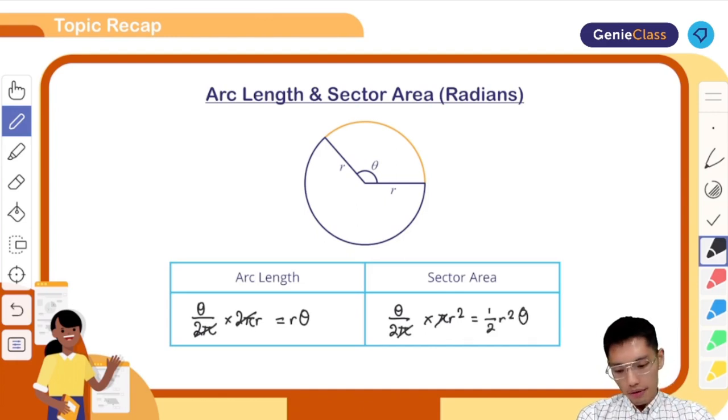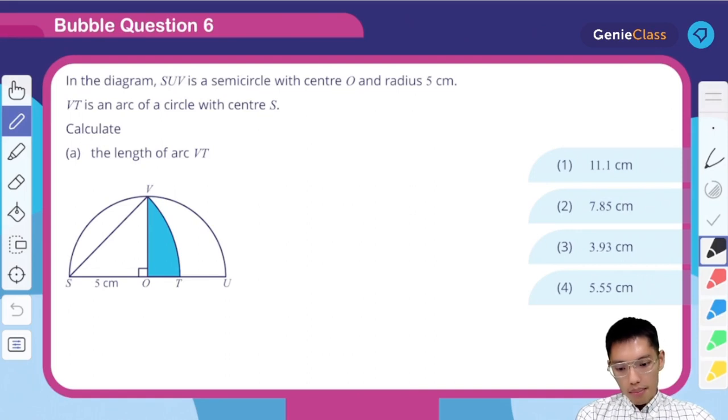So you have to be very careful whether the angles are given in radians or degrees, because your formula will matter from there. And with that, we have the next few bubble questions that relate to that, bubble question 6 and 7. Alright, just take note. Over here, bubble question 6. Look at the question carefully and see how it goes by. Launching the bubble launcher in 3, 2, 1. Let's go.